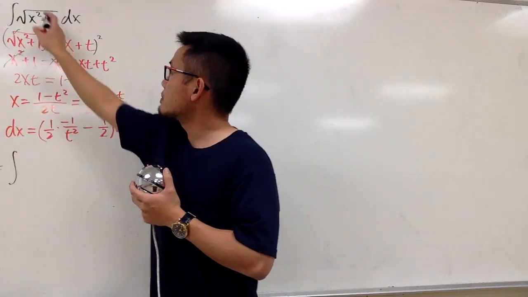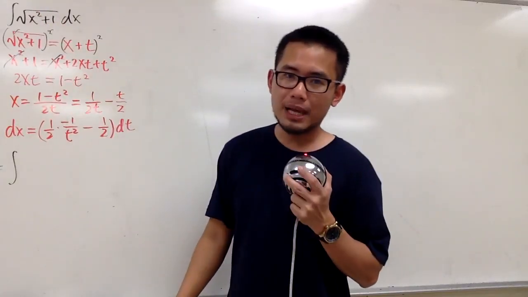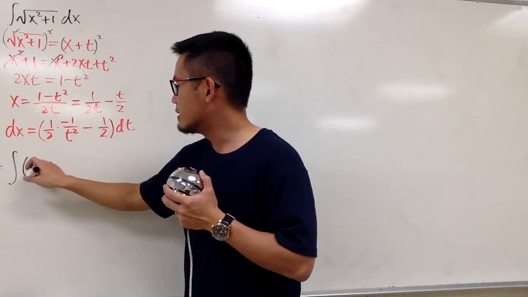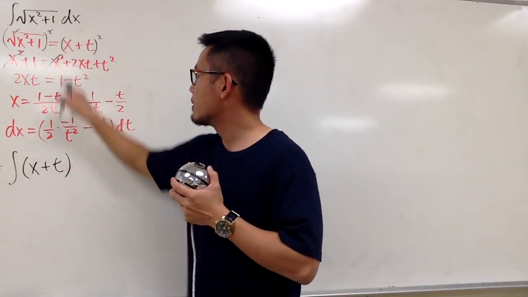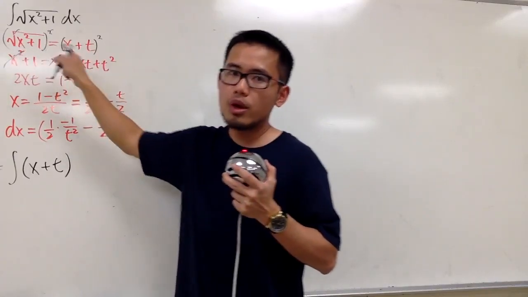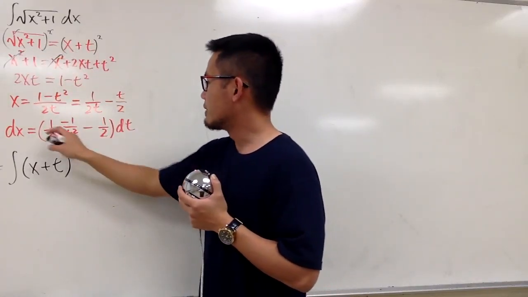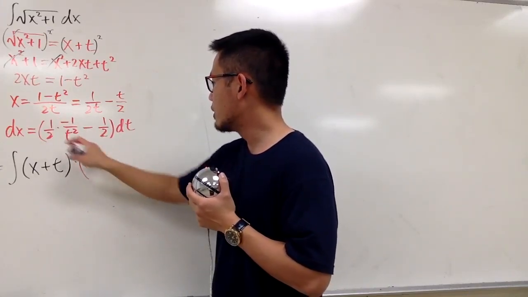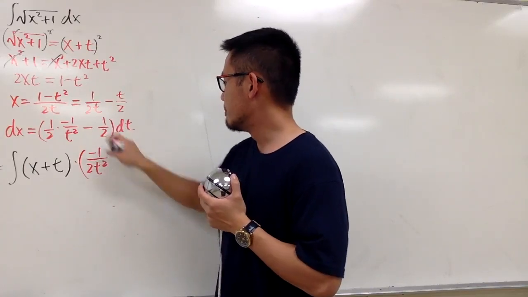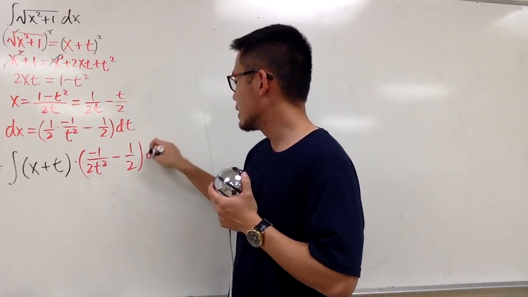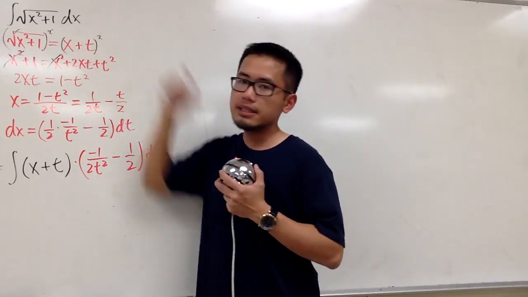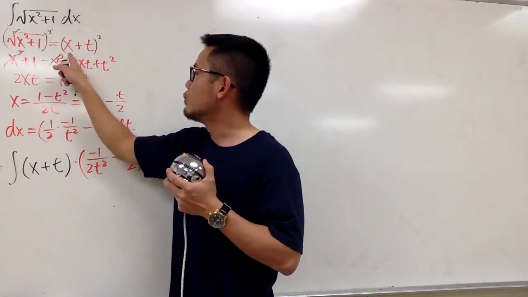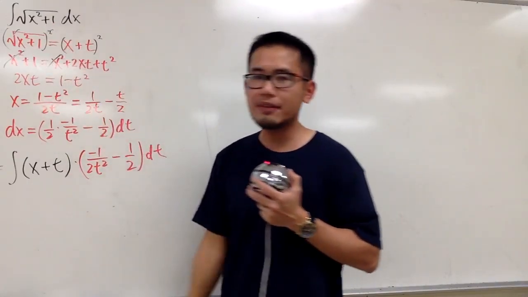And you see this is the integral that we have. We have the integral of the square root of x squared plus 1. Well, originally we set that to be x plus t, right? So let me just write this down, x plus t. This is the square root of x squared plus 1. And we have the dx, which is this. So let me multiply this with negative 1 on the top over 2t squared, and then minus 1 over 2, dt. So this portion is the dx. This right here is the square root of x squared plus 1, which we set to be x plus t. That's what we have.